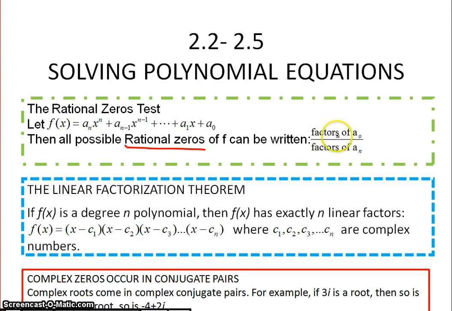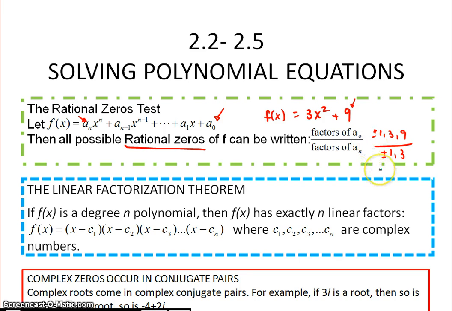of f can be written as the factors of a0, which means you find all the factors of that number, divided by the factors of an, which is the first number. So for example, if your function f of x is 3x squared plus 9, then you find the factors of your constant term, your a0. The factors of those would be plus or minus 1, 3, and 9. And then we would divide by the factors of the leading coefficient 3, so it would be plus or minus 1 and 3.